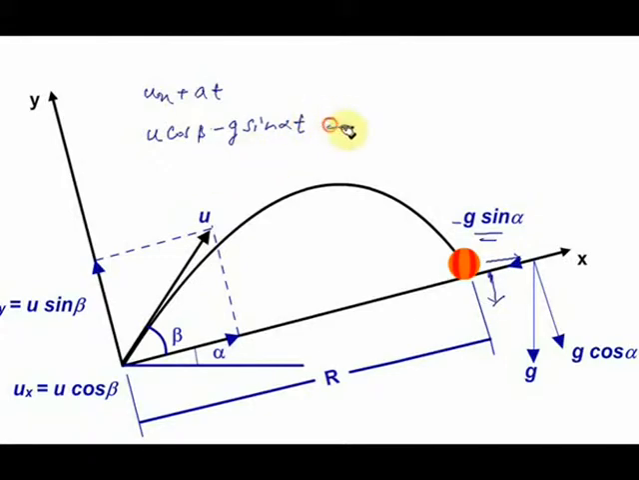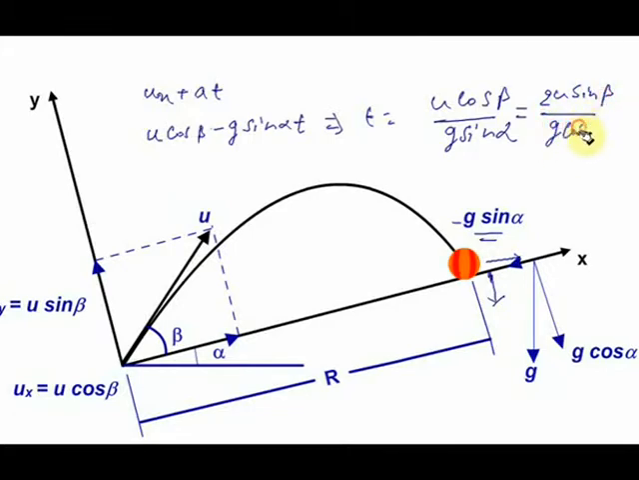So this velocity will become 0 at time t is equal to u cos beta by g sin alpha, and this is also our time of flight, because at the end of the flight the projectile is hitting the inclined plane in a direction perpendicular to it. So we can equate this time to the time of flight, which is 2u sin beta by g cos alpha.